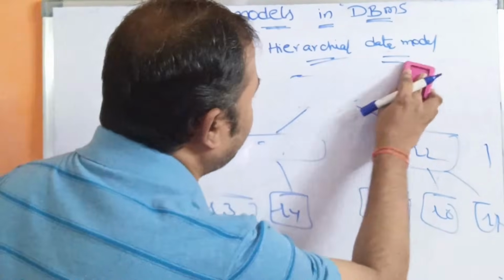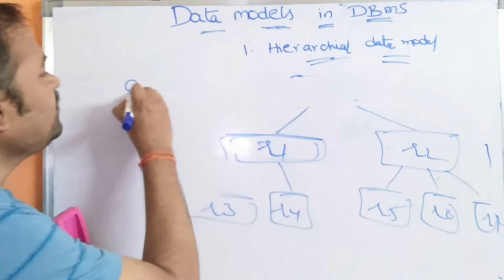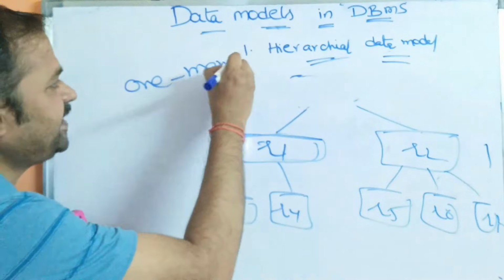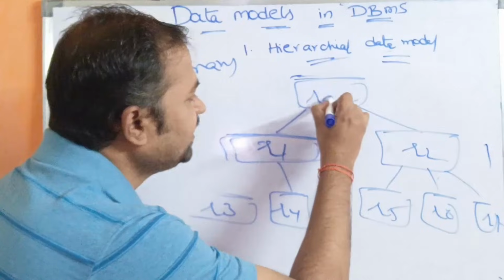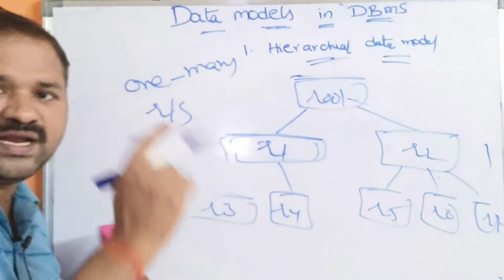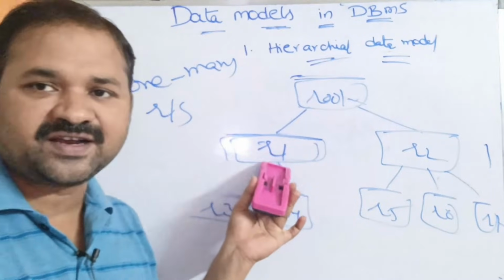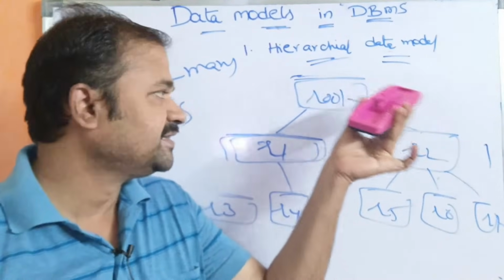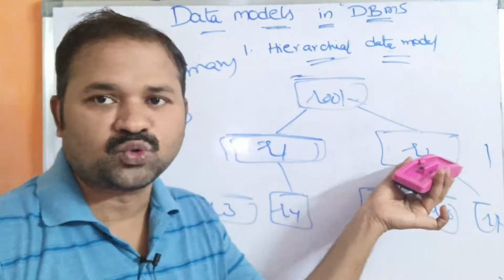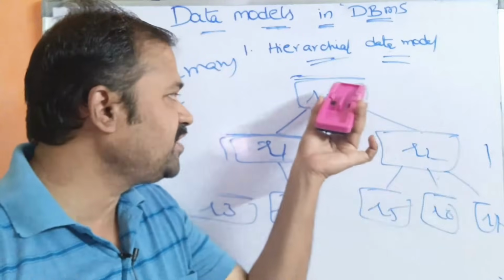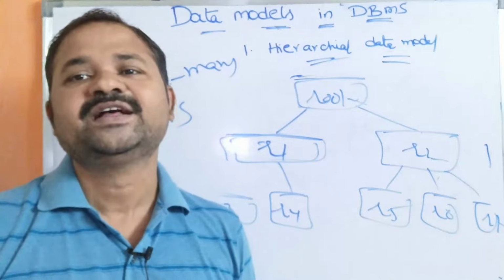The hierarchical data model mainly forms one-to-many relationships. One-to-many relationship means each node will have only one parent node and it can have many children. If you consider record 1, it has only one parent, that is the root, and it has 2 children. If you consider record 2, R2 has only one parent and it has 3 children. So it mainly forms a one-to-many relationship.